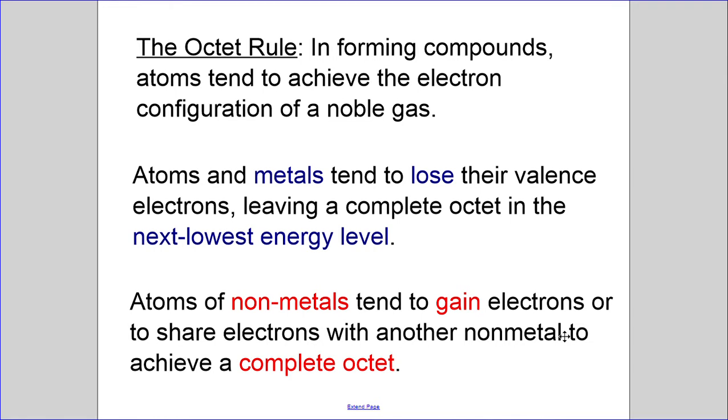So there's this idea of an octet rule. In forming compounds, atoms tend to achieve the electron configuration of a noble gas. Atoms of metals tend to lose their valence electrons, leaving a complete octet in the next lowest energy level. So metals in general tend to lose valence electrons, whereas atoms of nonmetals tend to gain electrons or share electrons with another nonmetal to achieve this complete octet structure. So it's always looking to fulfill a shell of 8 around the outside, this idea of an octet structure.